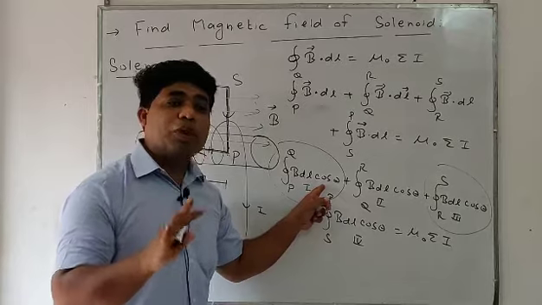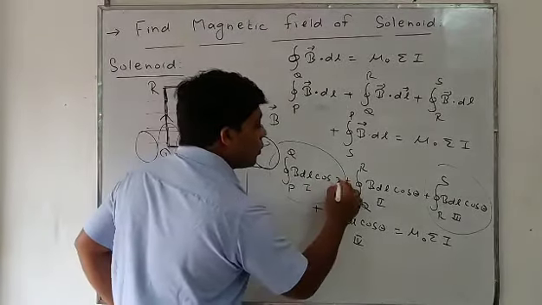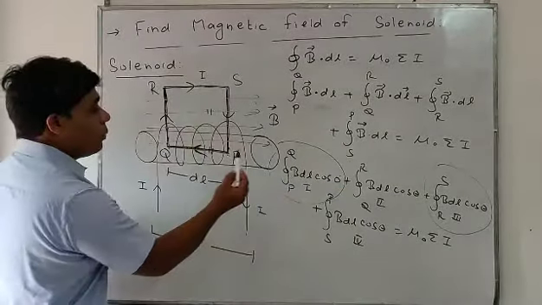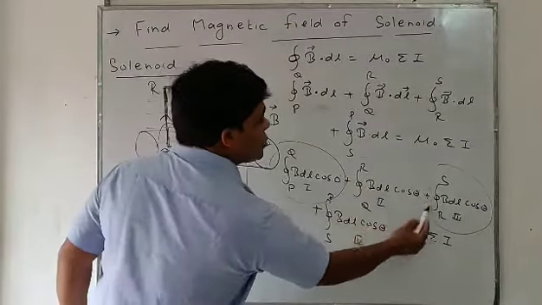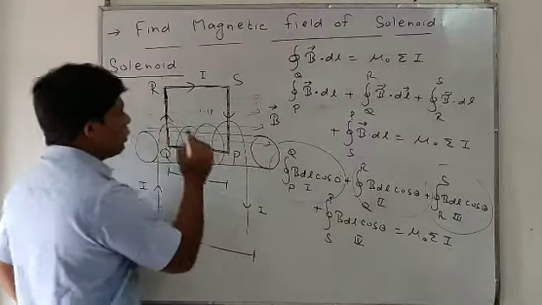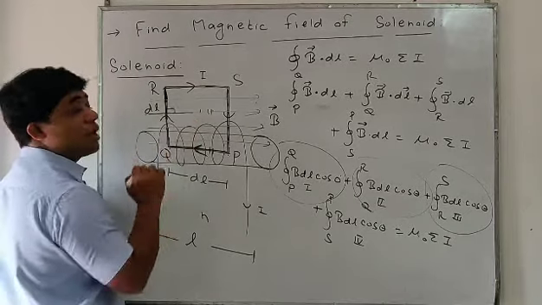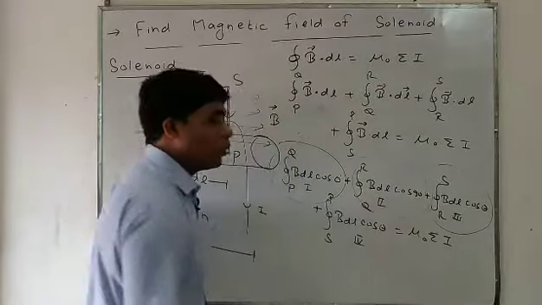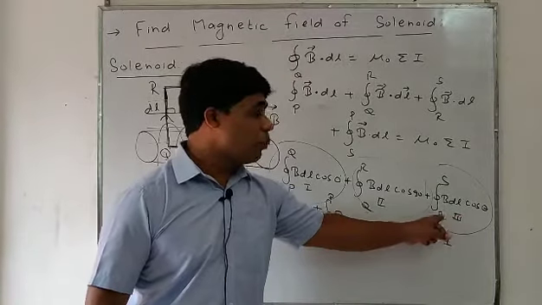So in the first, when 2 components are in the same direction or parallel, theta is taken as 0 degree. Here I am going to take 0 degree. What is the reason behind it? Because PQ is parallel to the field line. So theta is 0. Now come to the second component, Q to R. This is the dL and this is the field line. These are perpendicular. So cos will be what? Cos 90.